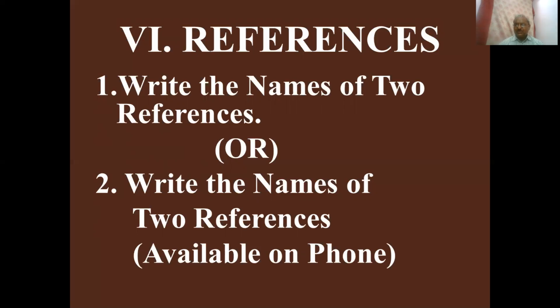Excuse me, do you know so and so person? Sorry, sir, I have no idea about that one. I think that gives a very bad remark about your personality. That's why, whenever you write the names of two referees, give the names of those people who are readily available on phone. So write the names of two references available on phone. In that way, six things have been discussed.